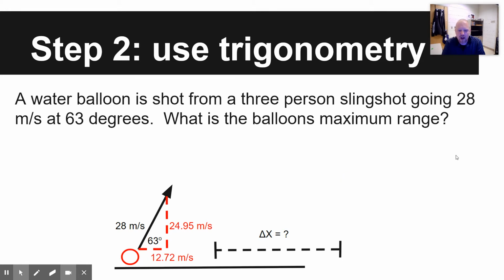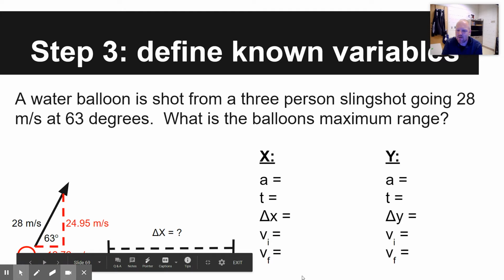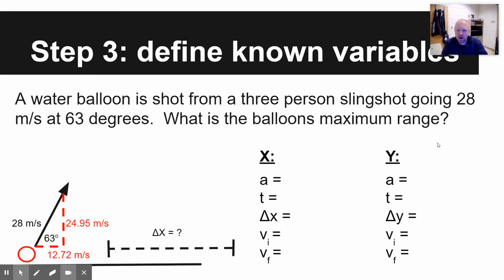What you can do after that is define all the known variables in the x direction for a kinematics type problem, and in the y direction, which is a free fall type problem. First in the x direction, we're going to assume that there's no friction and no air resistance. And so our acceleration is zero; once the object starts moving in the x direction, it's going to continue at that same speed forever. We don't know the time. We're trying to solve for the displacement, so that's going to be our final answer, that delta x.